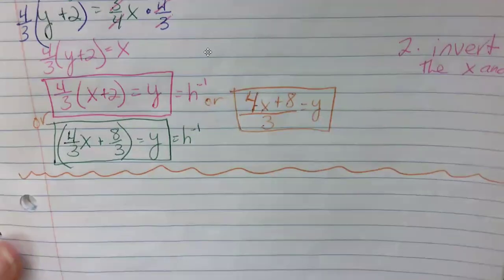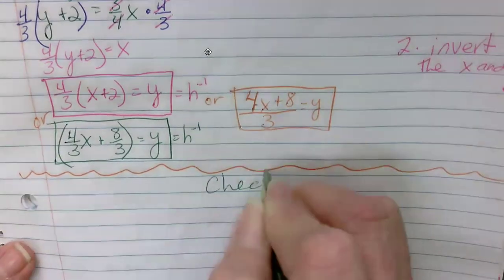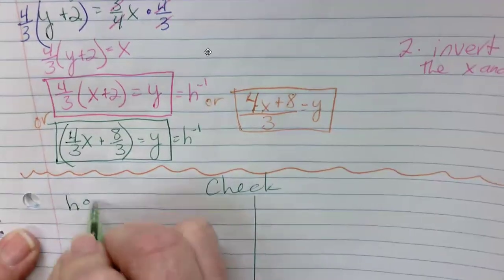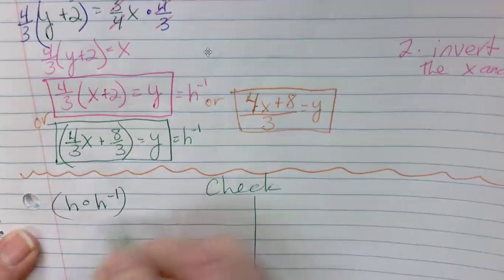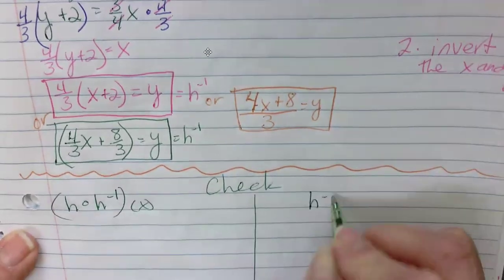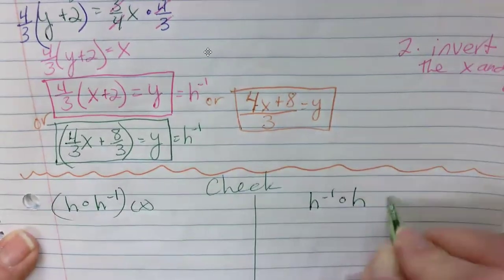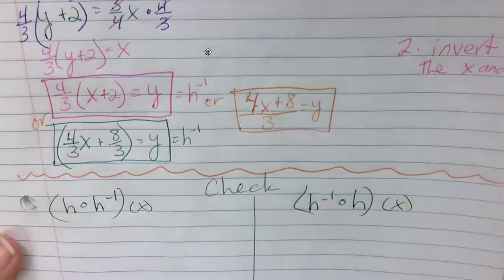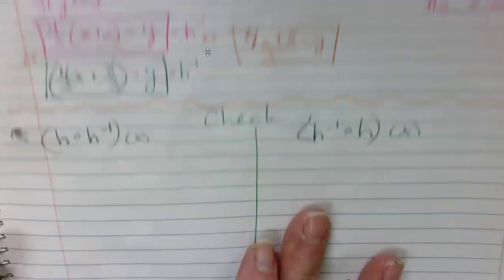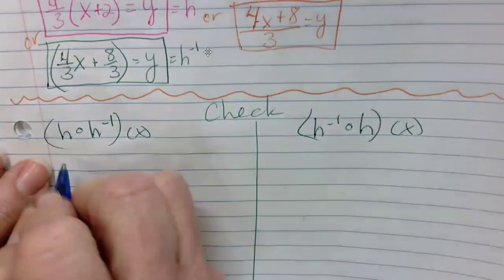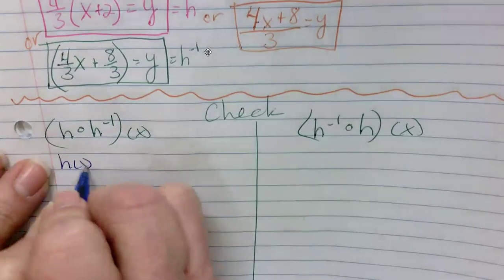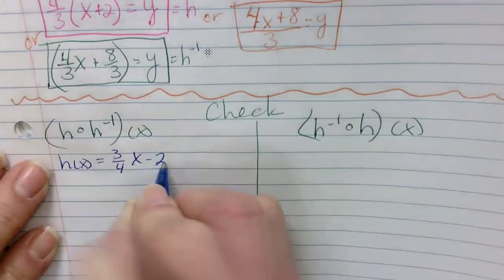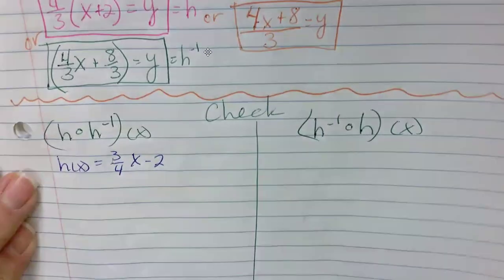All right, and then let's check using composition. We're going to start with our original composed with our inverse. And then we're going to start with our inverse and compose it with our original. Please pause, try to set it up yourself. Welcome back. So we get h of x equals 3 over 4x minus 2. That's what they gave us as a problem, right?